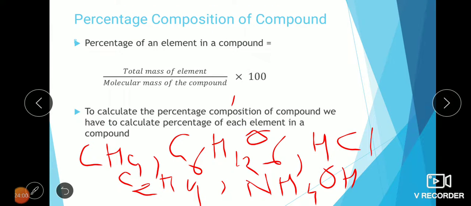Alright. So repeat your homework. You have to find out the molecular mass of these compounds. First one is methane, CH4. Second one is glucose, C6H12O6. Third one is hydrochloric acid, HCl. Fourth one is ethene, C2H4. And the fifth one is ammonium hydroxide, NH4OH.